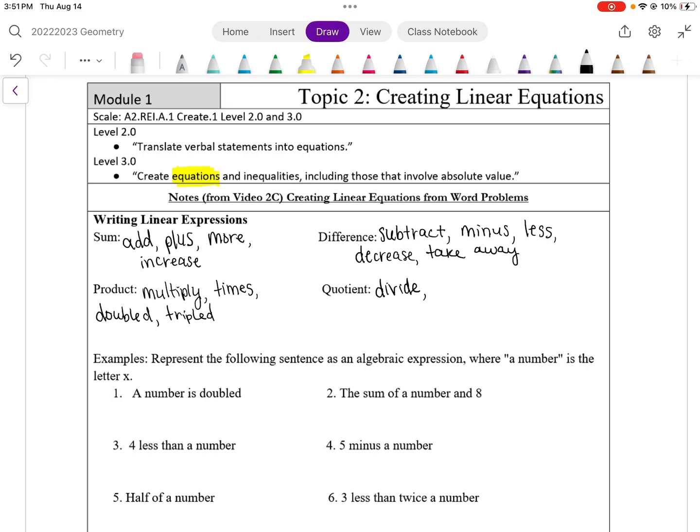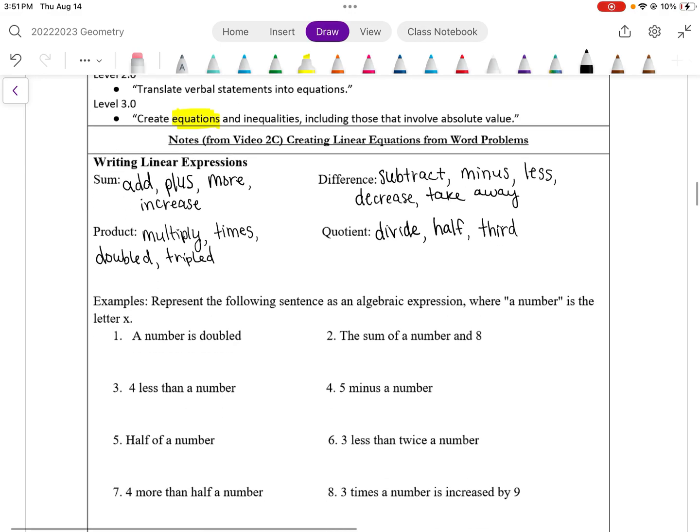And then quotient. Quotient means you are using division. So we could say like divide, or a number divided by. We could say half. Half would mean you're dividing by 2. You could say a third or a fourth or so on. Third or a fourth, something like that would mean division. And obviously there are more that we could add to this list. Feel free to add some more if you can think of some.